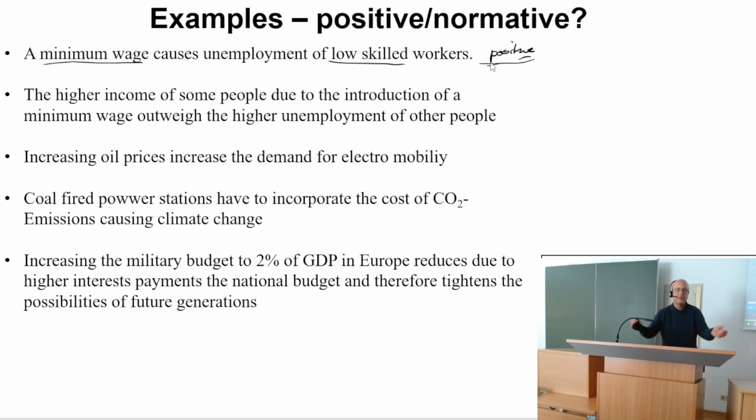Well, there's no statement that it is good or bad. That is just argued in a logical way that this will be the case. Then let's go to the second one. The higher income of some people due to the introduction of a minimum wage outweigh the higher unemployment of other people. So we have, so to speak, the positive impact. There are some people still in work, they get this higher wage, but some other people are now unemployed. Positive or normative?